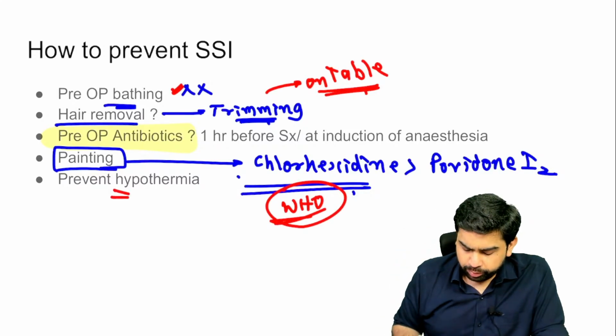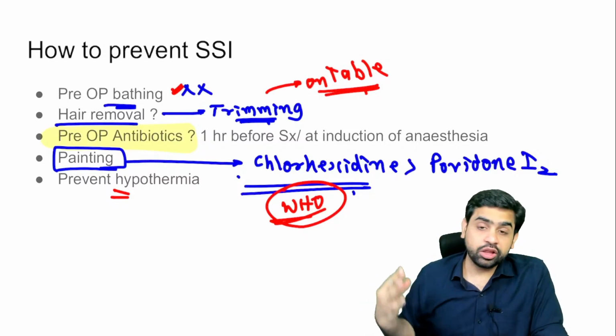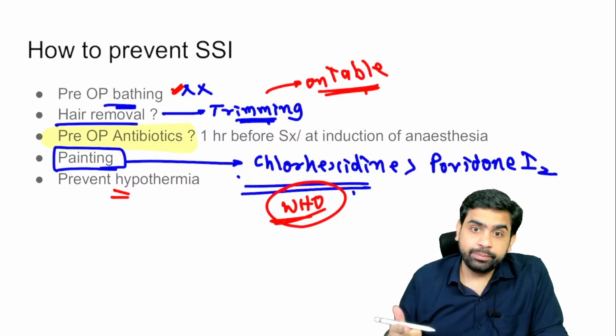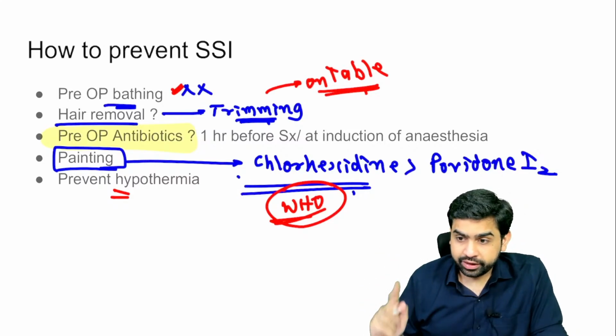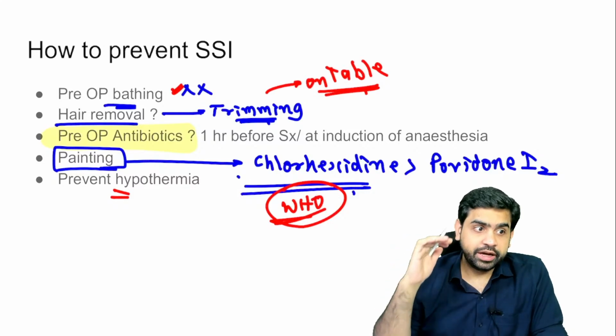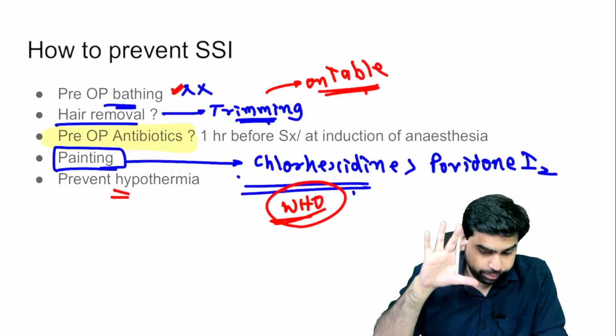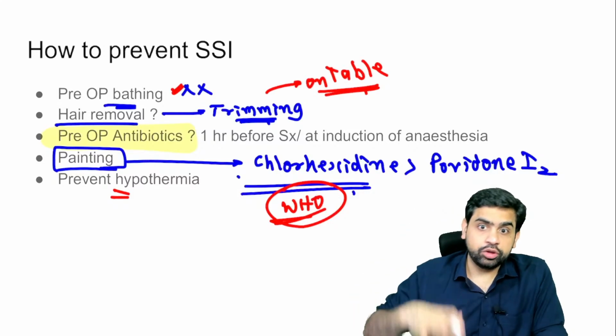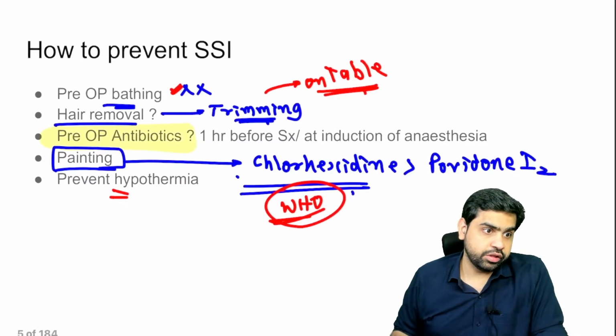And then we have to prevent the hypothermia, because hypothermia increases the risk of infection and bleeding. Okay, so hypothermia increases this particular risk, so you have to ensure that the hypothermia is reduced during this procedure. Okay.